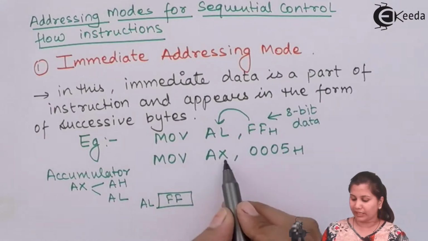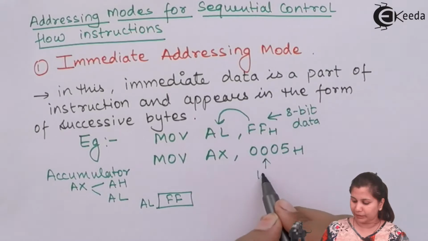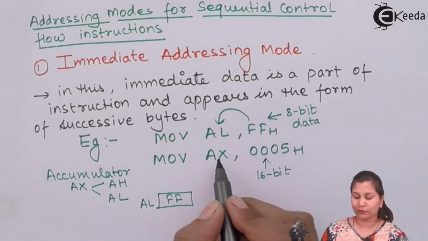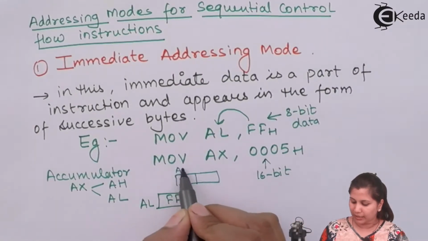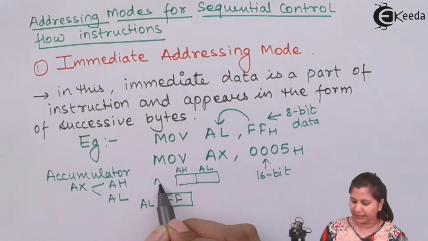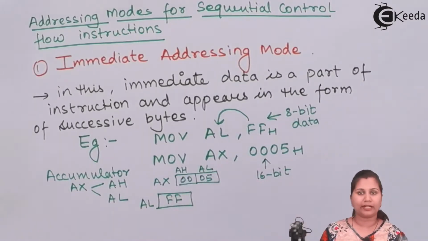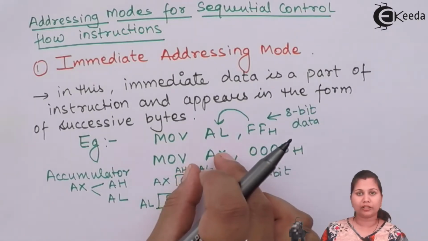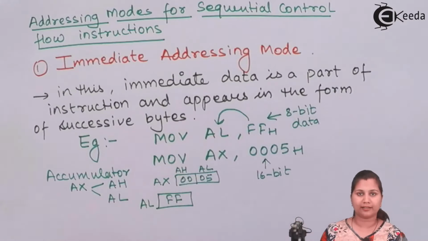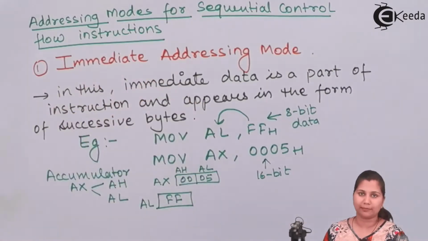Next we have MOV AX, 0005H. This data is 16-bit data, and here the complete accumulator register is used. So AH and AL, that is the complete AX register, will have 00 and 05H. So this complete 16-bit data will be transferred or copied into the AX register, and the data is specified in the instruction itself. That is why it is known as the immediate addressing mode.